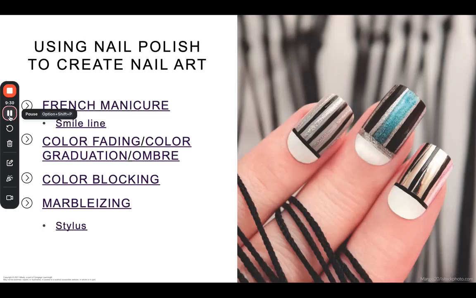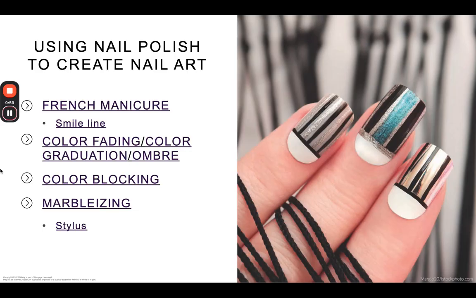So using nail polish to create nail art, if we're talking about a French tip, the nail bed is one color, such as pink, peach, or beige, depending on your client's skin tone. And the free edge of the nail is another color, usually white. The curved line where the pink and the white meet on the nail is called a smile line. You can achieve limitless variations of this traditional look just by changing or fading the color.